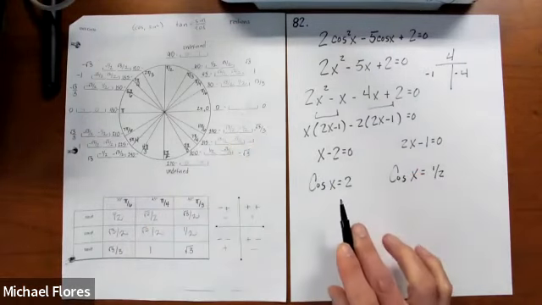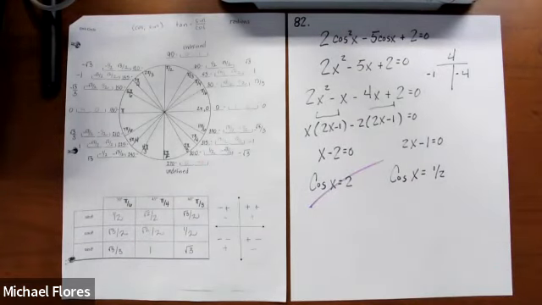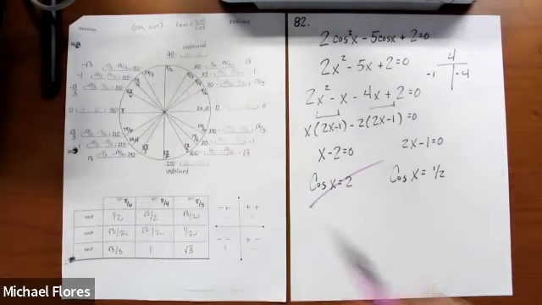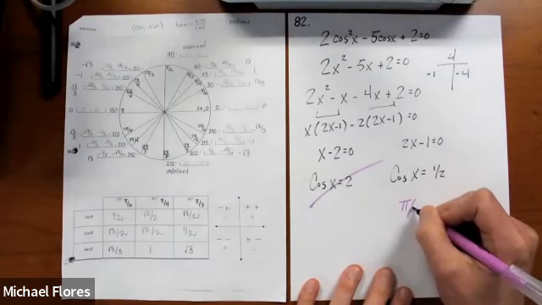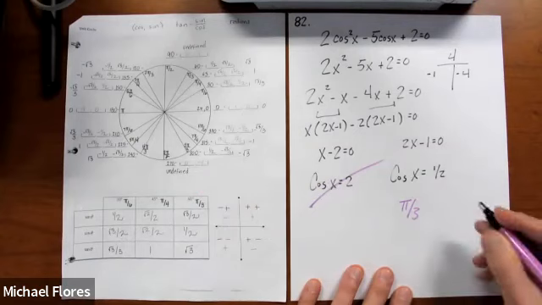So where in the unit circle do we have a cosine value of 2? We don't. Don't worry about that one. But where in the unit circle do we have a cosine value of positive 1/2? Here at pi over 3, and then again here at 5 pi over 3.